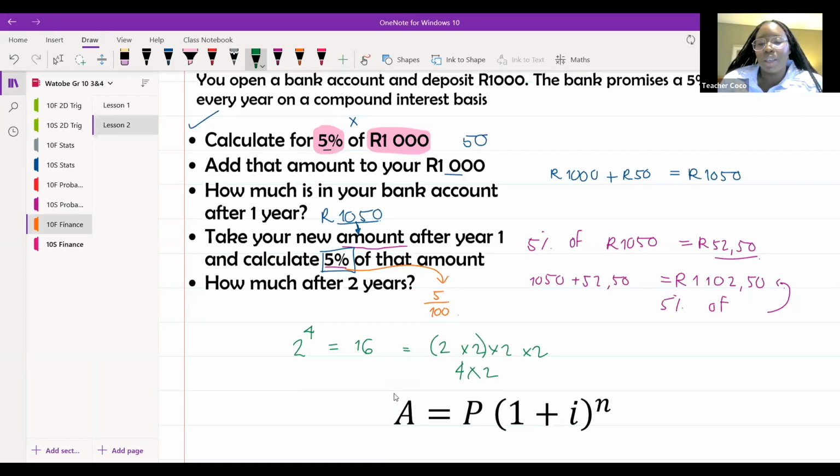Which gives me, yes, ma'am, 8, and then times 2, correct? Yes, ma'am, which is then 16. Now, what you've actually just done, Faith, is you've explained how compound interest works.